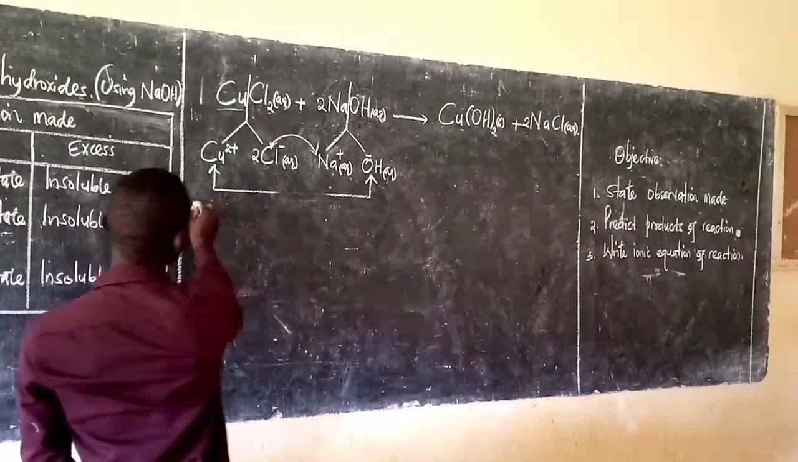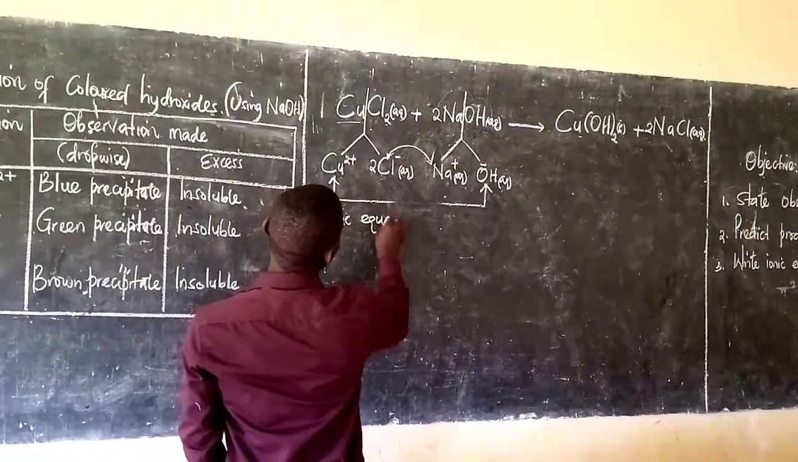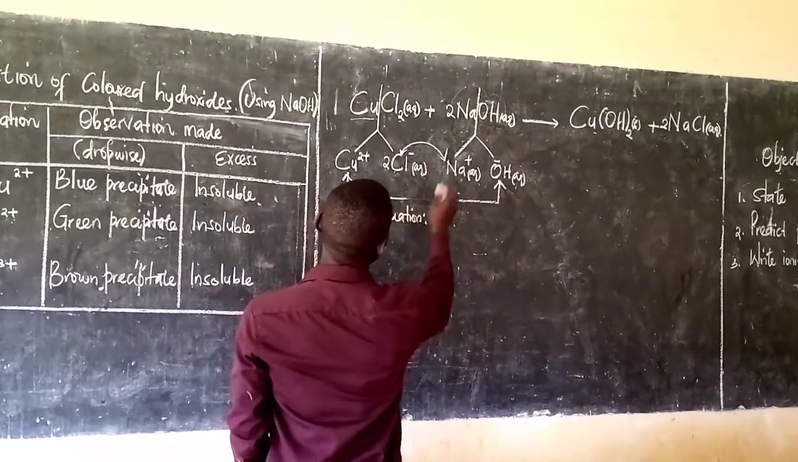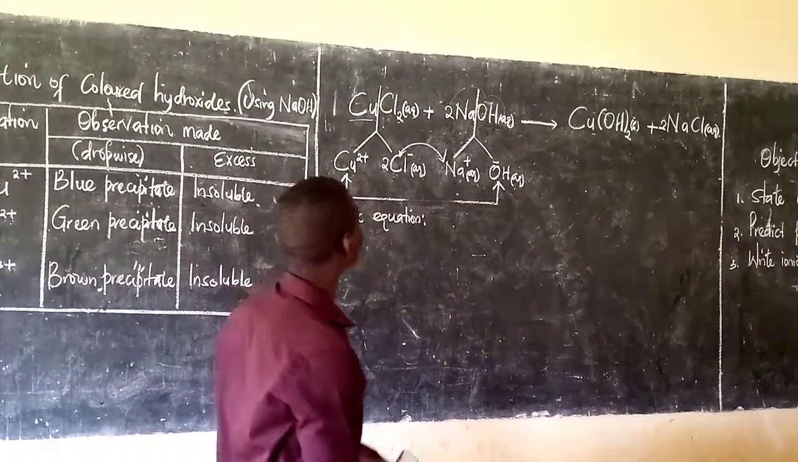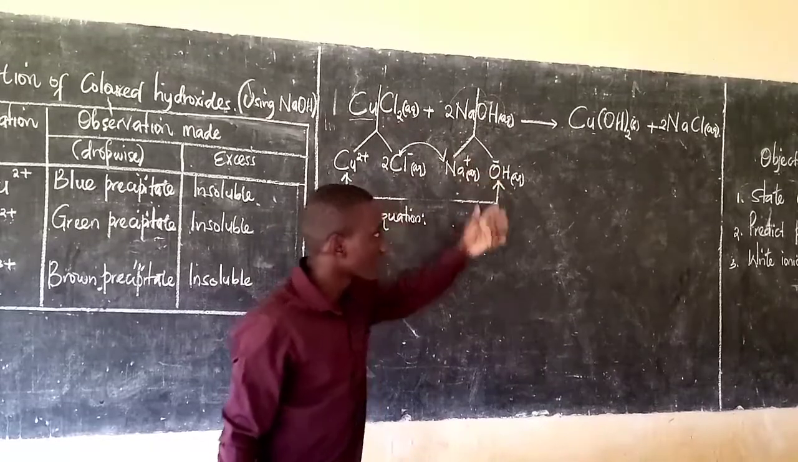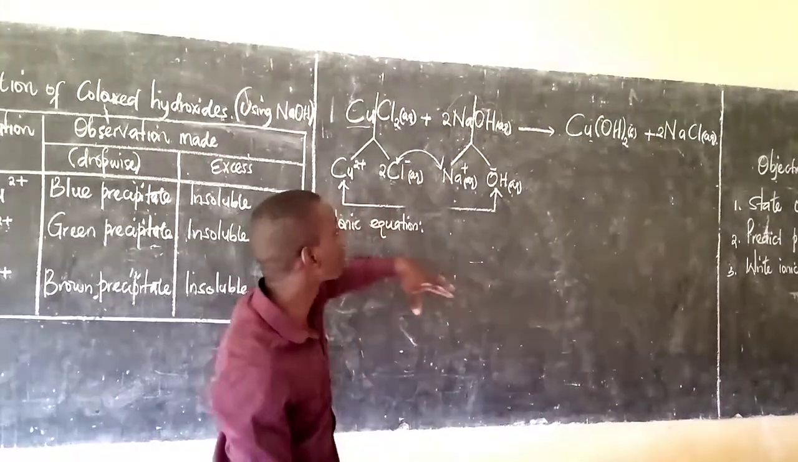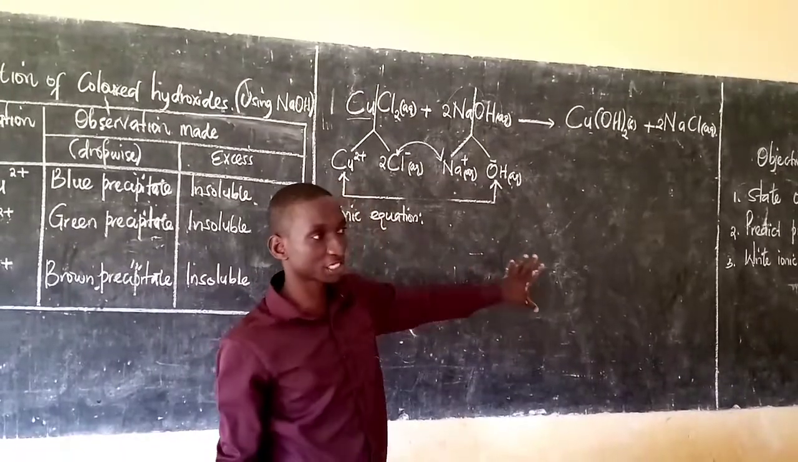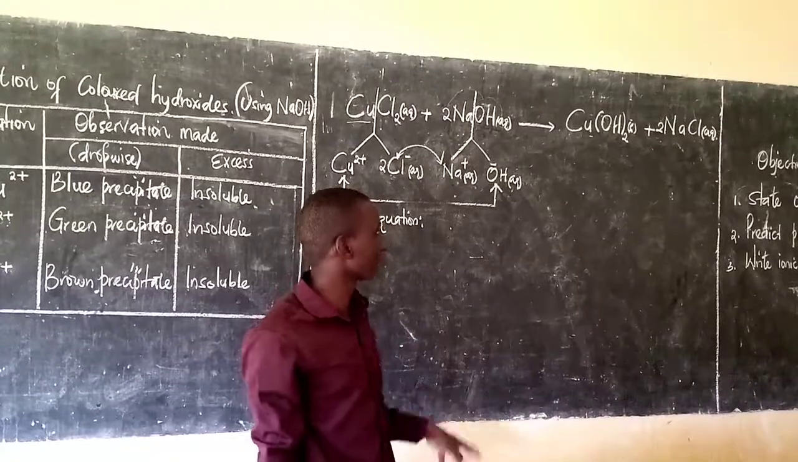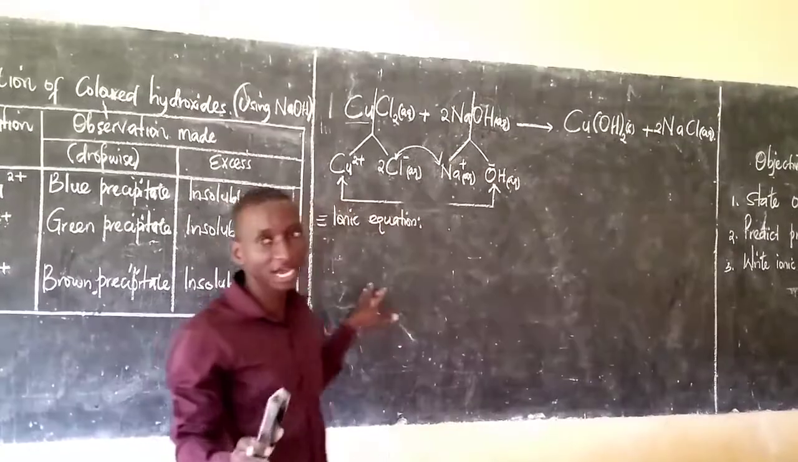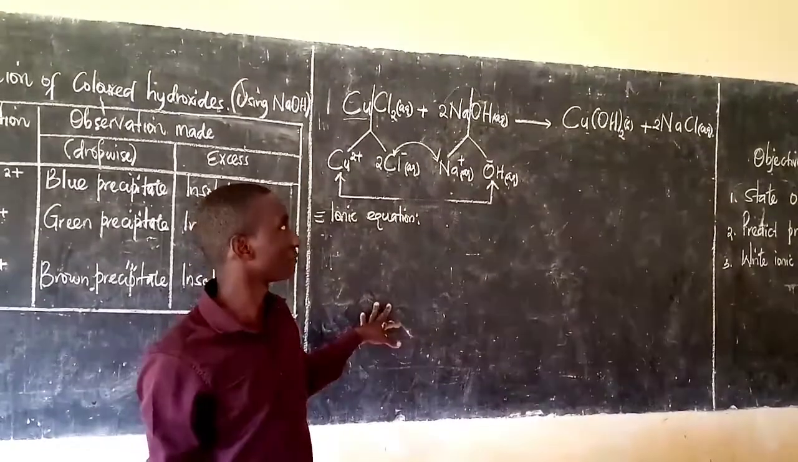So the last thing that we do is to come up with the ionic equation of the reaction. The ionic equation of the reaction will be, we break up the reactants into ions, at the same time the products into ions. Then afterwards, we remove what we call spectator ions and write the equation only showing what exactly has participated in the reaction.